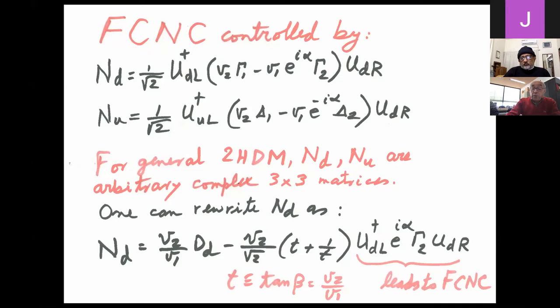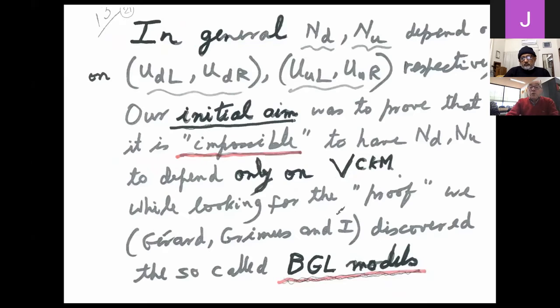That was our feeling. So in general, they depend on UDL, UDR, UUL, UUR. How are you going to get rid of this? Our initial aim was to prove that it is impossible to have ND and NU only depend on VCKM. While looking for the proof, it's very ironic, while looking for the proof that this is impossible, we discovered solutions. These solutions are the so-called BGL models. They are very unique for reasons that I will explain.